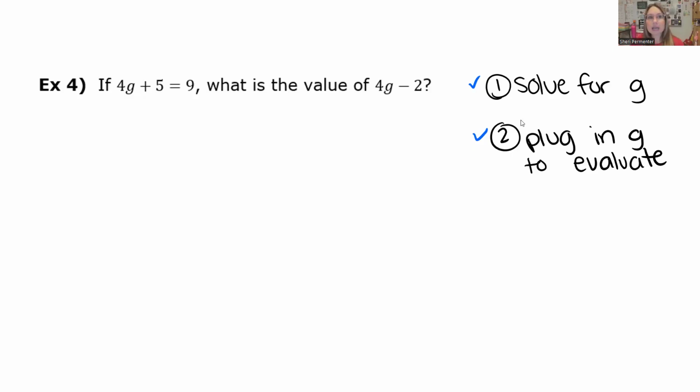So first step, we've got to solve for g. Second step, we've got to go through and evaluate by plugging in what g is. So you can't even do the second part where it says, what's the value of 4g minus 2 if we don't know what g is. So let's solve for g. We're going to solve for g over here. Nice thing is that this is a 2-step equation. We can do this. It's just 2 steps.